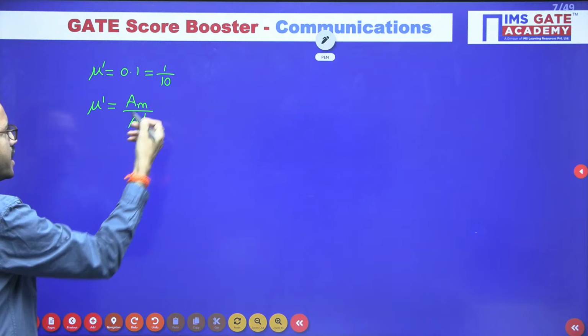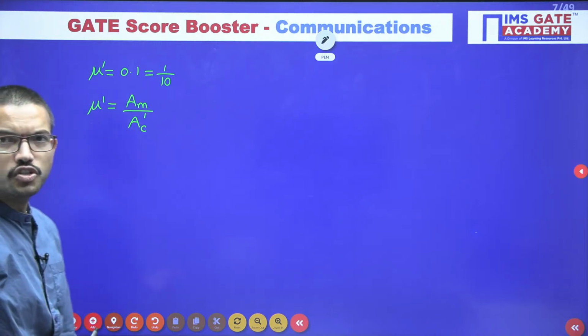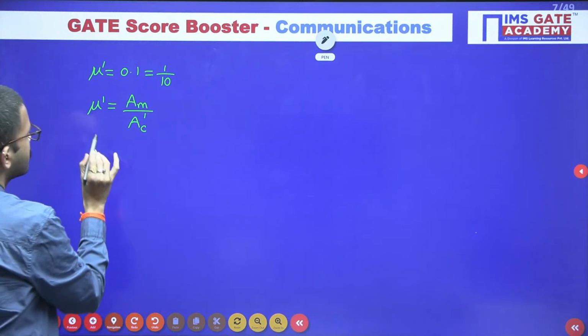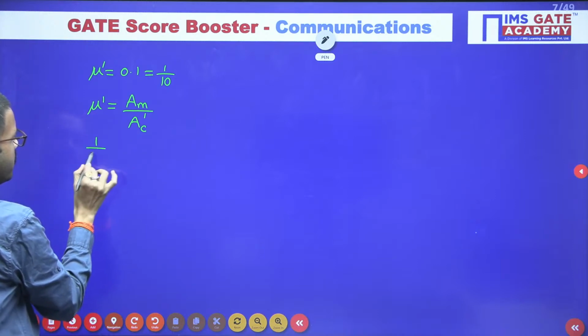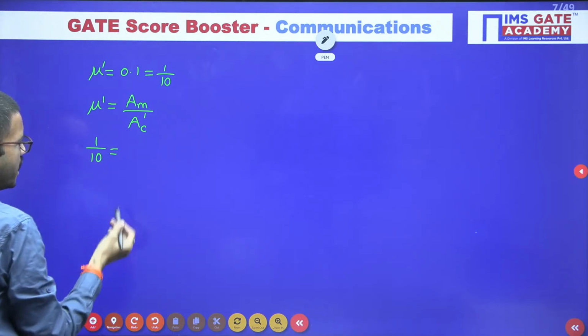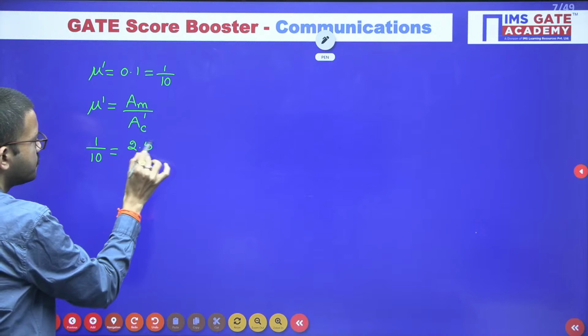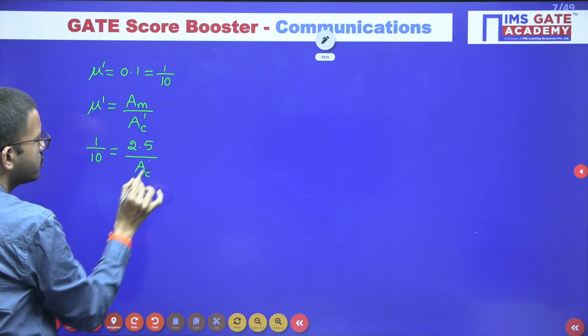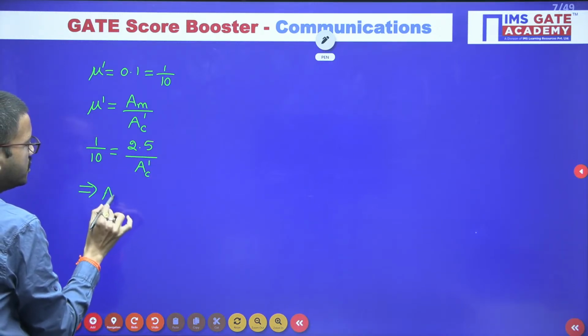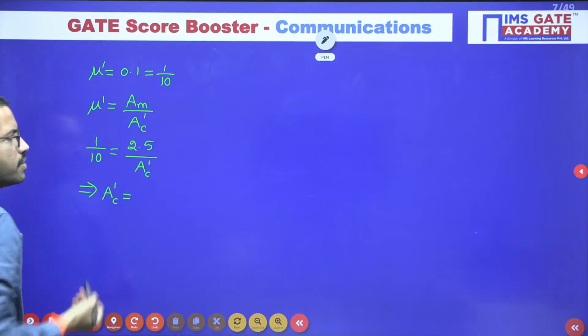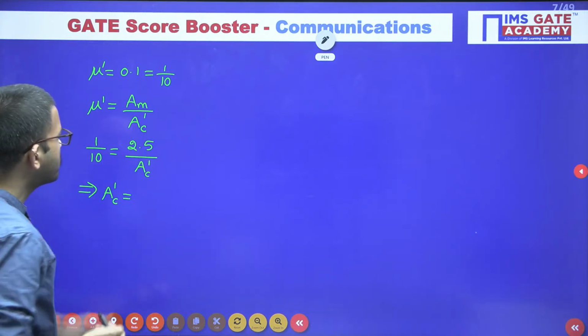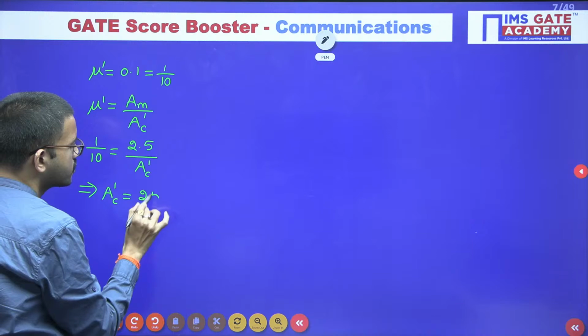Because of variation in AC, the modulation index is going to vary. So here the modulation index is 1 by 10, which is AM, the value we just got, 2.5, divided by AC dash. From here we can calculate AC dash. Just do the cross multiplication: 10 into 2.5, that is 25 volts.